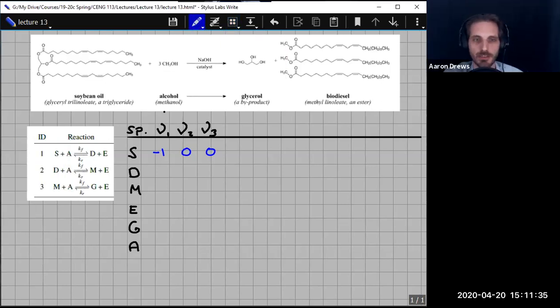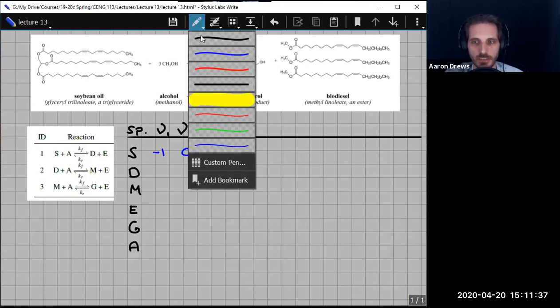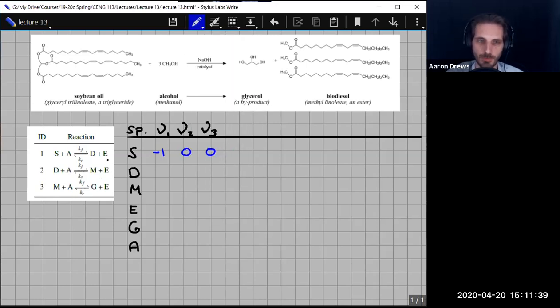And we can go right on down the list, and we'll see a couple of different patterns that we have on here. If we look at the diglyceride, it shows up in reaction 1 as a product, but gets consumed in reaction 2 as a reactant. So this one would be a 1, a -1, and a 0. The monoglyceride is a product here and a reactant over here. So it would be a 0, a 1, and a -1. If I make a mistake along here, please correct me.